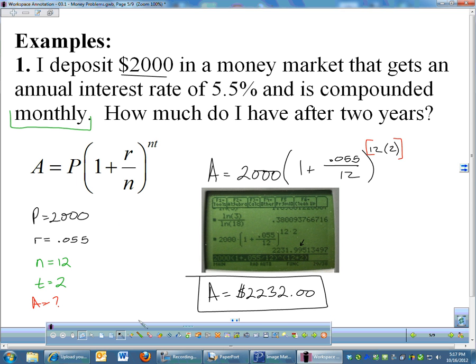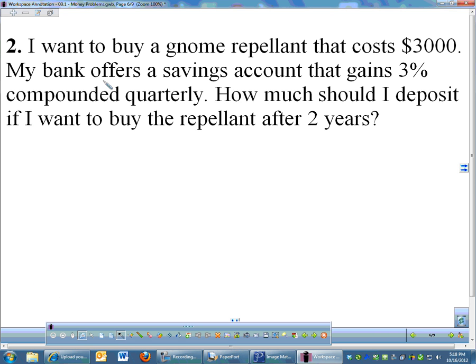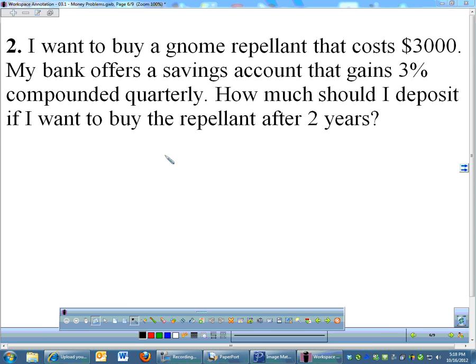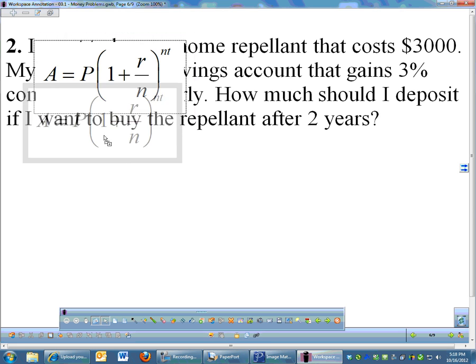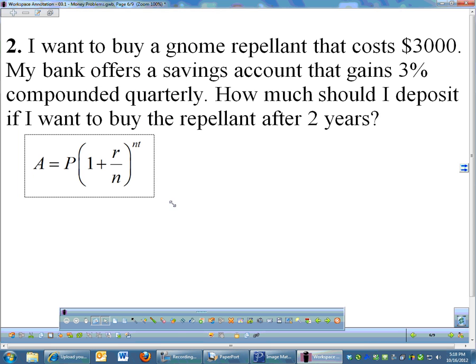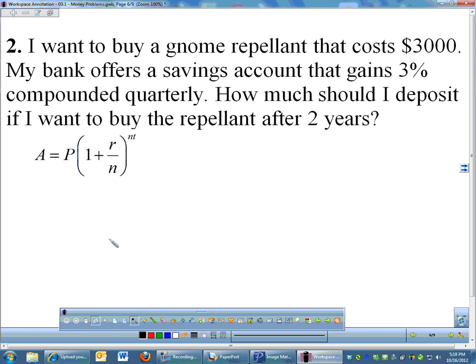So we gained a little over $200 in interest. Okay. Here's another problem. I want to buy some gnome repellent that costs $3,000. Bank is giving me a savings account and gets 3% compounded quarterly. Okay, that's an interesting word, quarterly, because quarterly tells me that we are again going to use this formula for periodic compound interest, which means we need to find A, P, R, N, and T, and we have to pull that information from the problem.